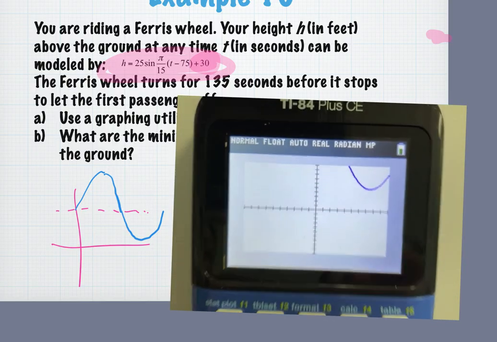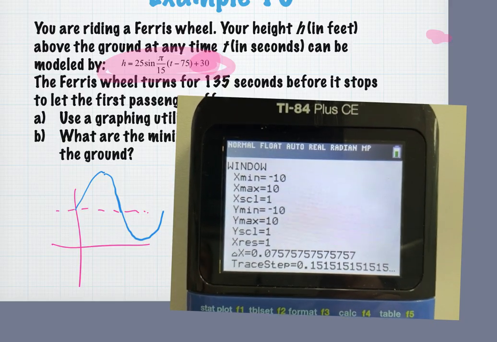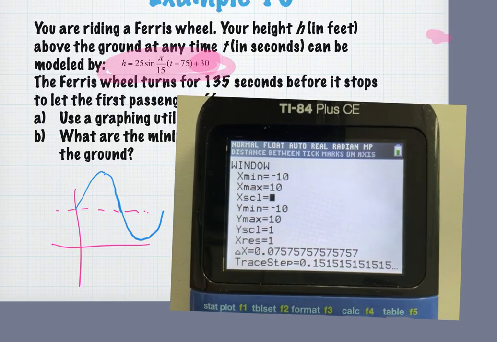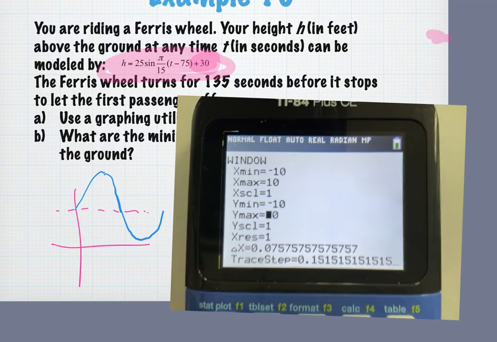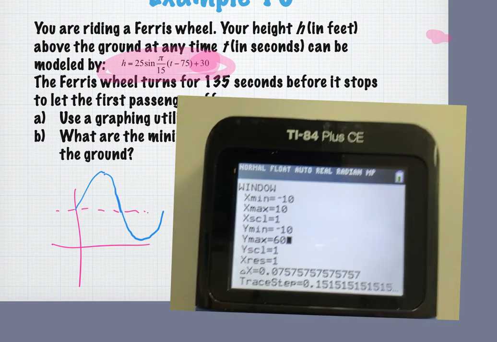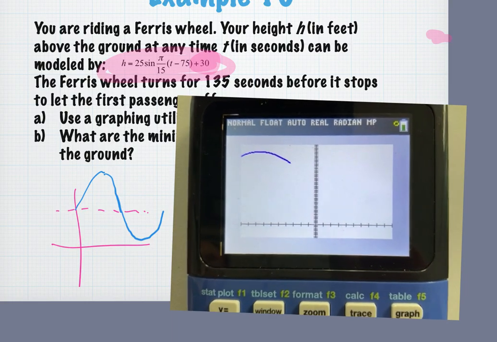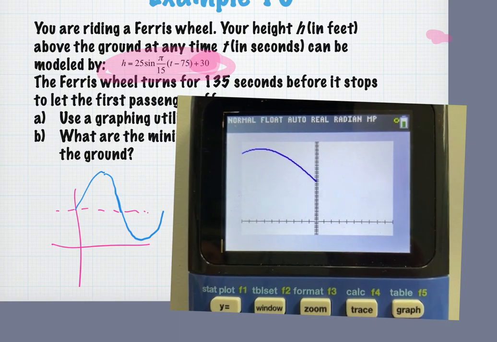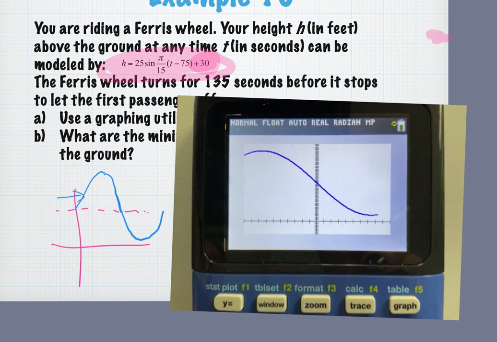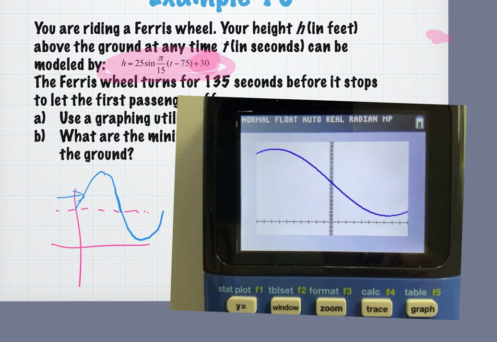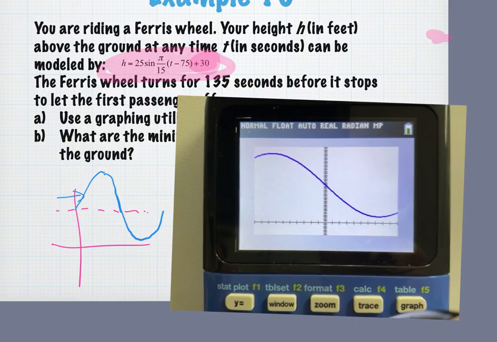So I can either choose to zoom out or I can adjust my window knowing what I know about what I need to see. I want my max on my y to at least go to the vertical shift plus the amplitude, so 30 plus 25. I'm just going to go to 60 there so that I can see it. That's going to get me the full y part, right? And this is shifted to the right 75, okay? Now I get most of a curve. I don't get all the way to the right and I don't get all the way left, but that's fine, as long as I'm looking at the max height and the min height.